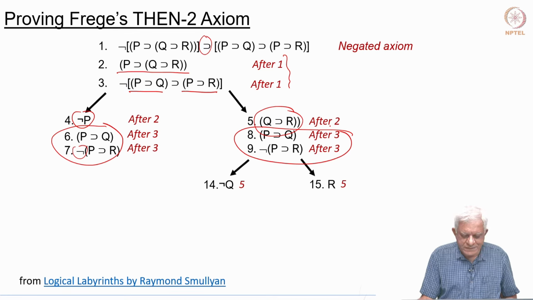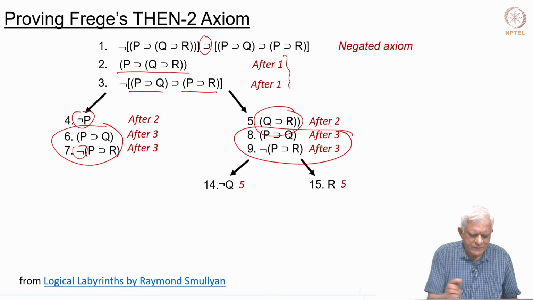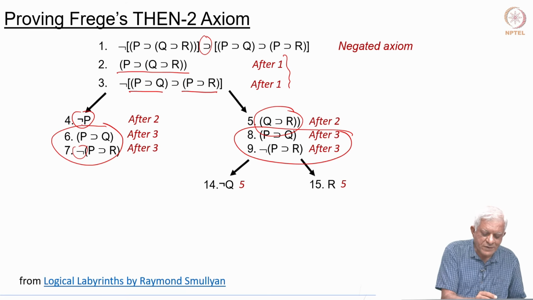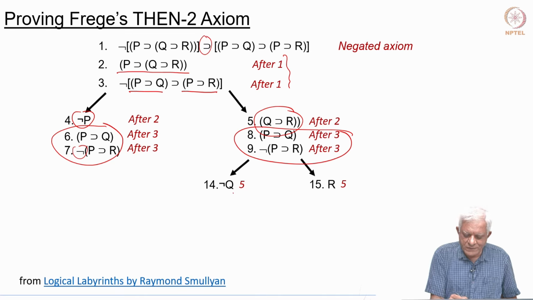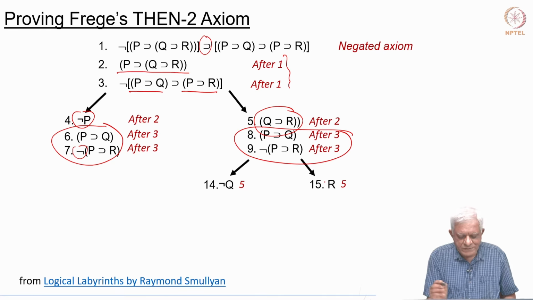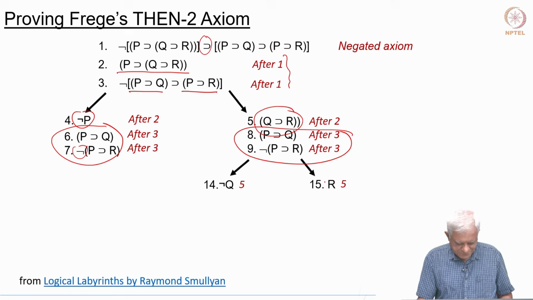Then this is after 4. There is nothing you can do, because formula number 4 is just the negation of P. So, the next one to do is 5, and this is what happens after 5, and 5 is only in the right hand branch. So, you had Q implies R. So, either Q must be false or R must be true, and so that is what we have here essentially.